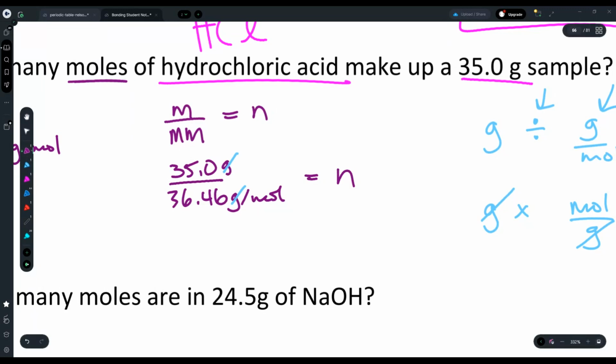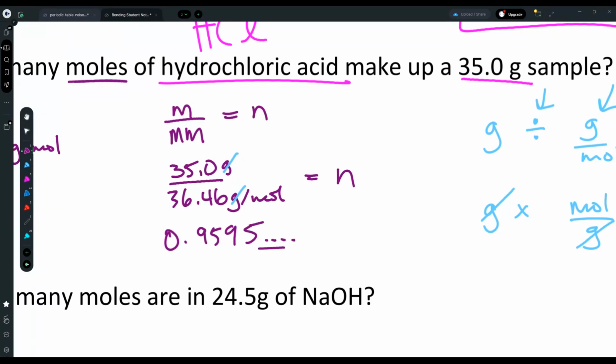Then 35 divided by 36.46 is going to give us 0.9595 and so on, which means the number keeps on going, but it's not necessary to always write out the full number. It gets a little bit tiring writing out all the digits, so that's why I write the dots. Moles is equal to n.